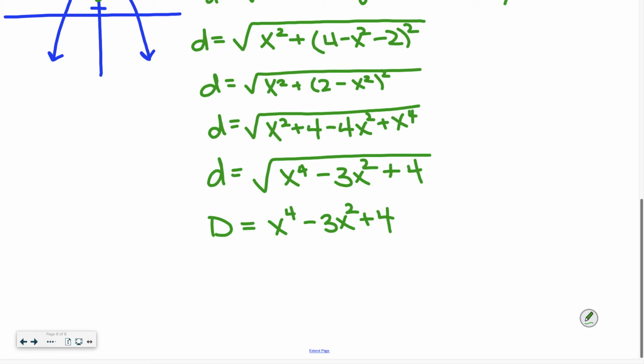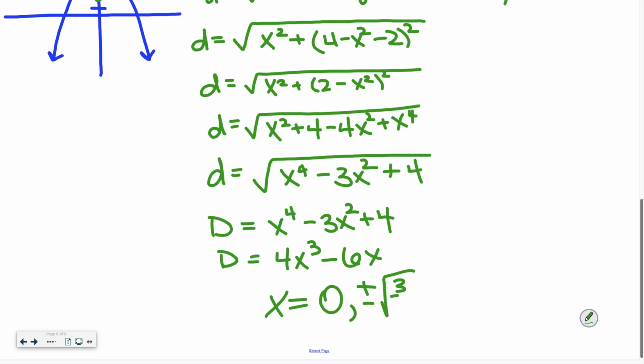Julia, what's your derivative? 4x to the third minus 6x. And when you found your critical points by setting it equal to 0, what did you get? 0 and plus or minus radical 3/2. Not pretty, but that's what it is. We have to factor out a 2x; left over is 2x squared minus 3. So let's put those on a number line.